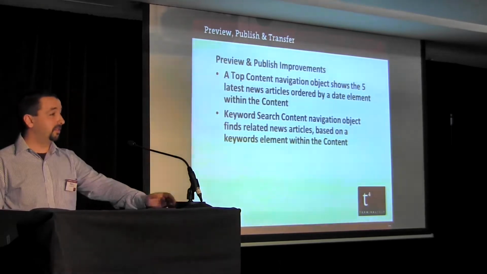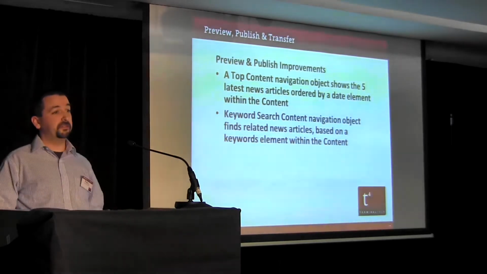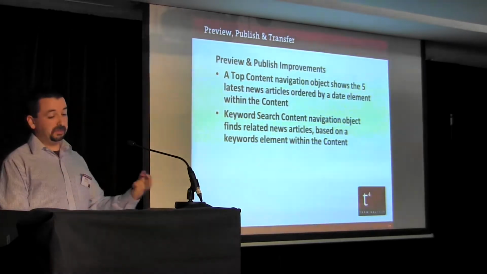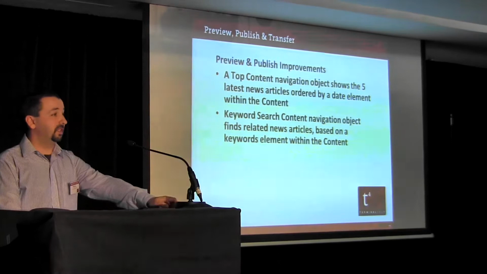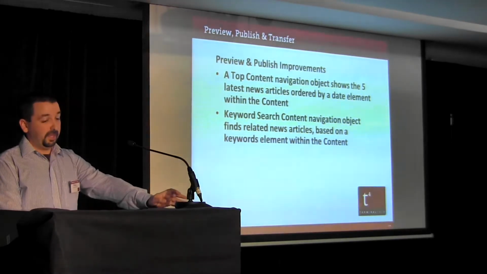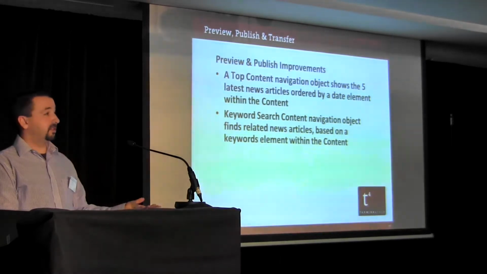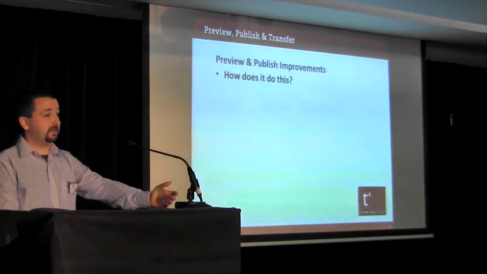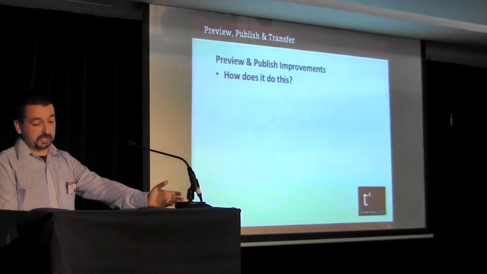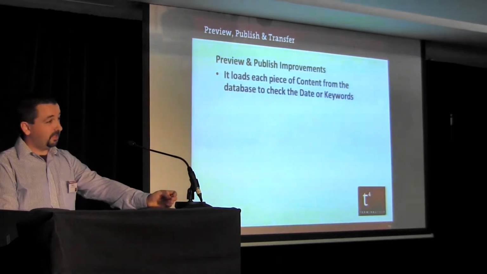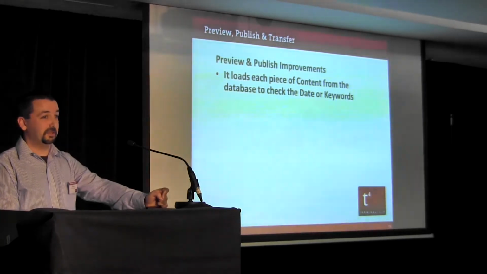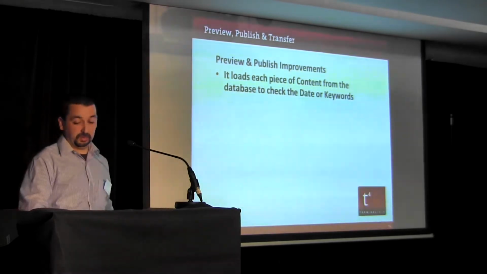Or for instance, if you're using keyword search content, you may want to find related news articles. And again, that will be done by using keywords that are set within the content. They're fairly standard use cases. You probably all use top content and keyword search content. So how does the system actually do this within preview and within publish? What it does is it loads each of those pieces of content from the database to check that date element or to check those keywords, to match them or to sort.